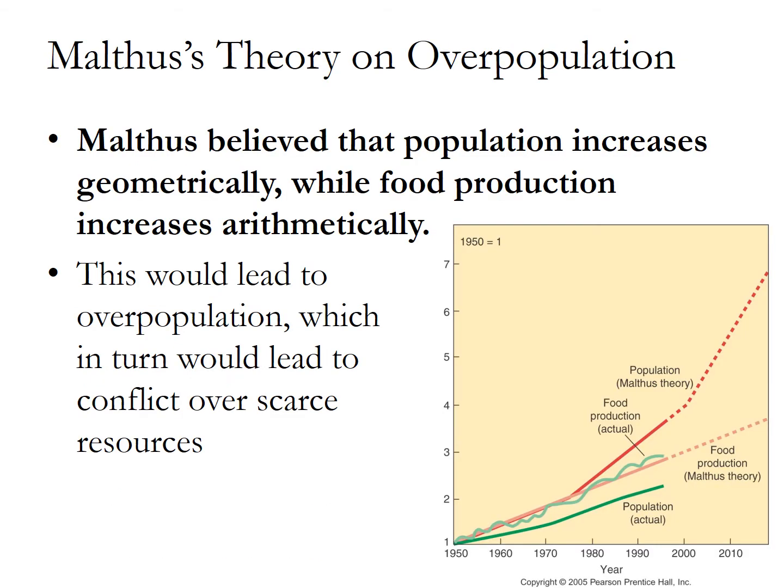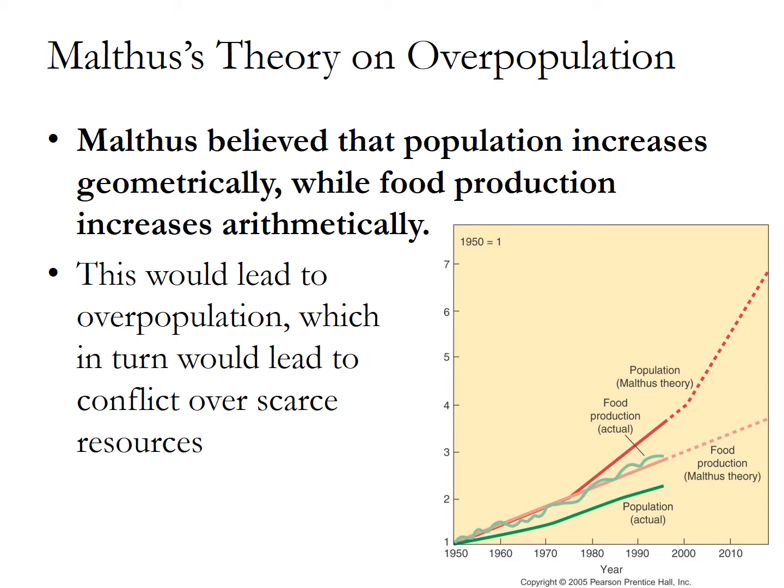So Malthus's theory on overpopulation, he believed that population increases geometrically while food production increases arithmetically. Now, that is a very complicated way to basically say population essentially doubles, it squares, right? But food can only grow so much. Food production only grows as much as we increase the amount of land that we produce. So effectively, population grows a whole lot faster, and we're going to run out of resources eventually.